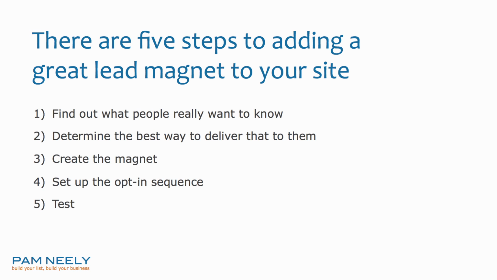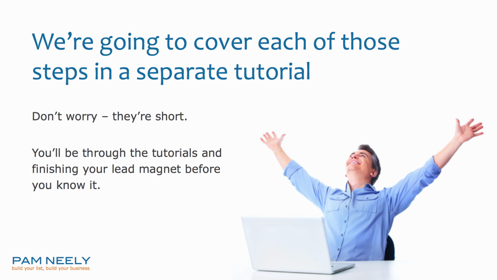Number 4 is to set up a really sweet opt-in sequence, and we will talk about that, of course. And then finally is to test, because that's where you get your long-term results, where you not just double your opt-in rate, but you triple or quadruple it. And of course, we are going to cover each one of those steps in a separate tutorial. It's not a lot to watch, but it will give you a lot of really critical information for getting the best possible results from your work.